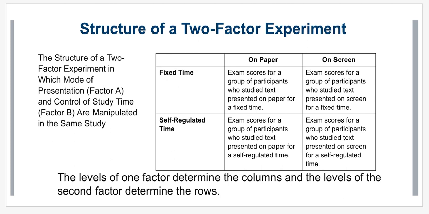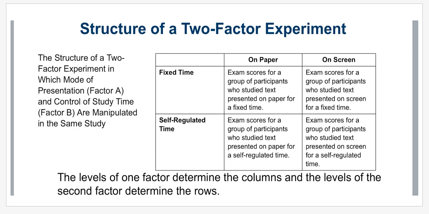The second independent variable, or factor B, is the control or lack of control of the study time. So you see in the rows here, the first group is in a fixed time study. So they all get to study for only a certain amount of time. The second group gets to regulate themselves on how long they study. They study until they feel like they have the information down, right? In order to take the test.